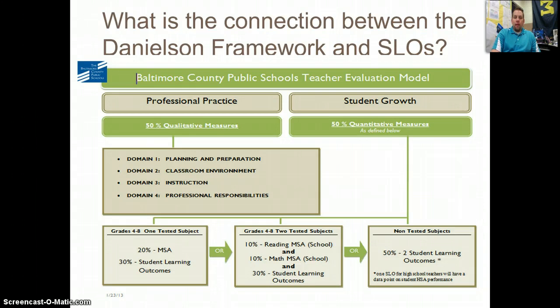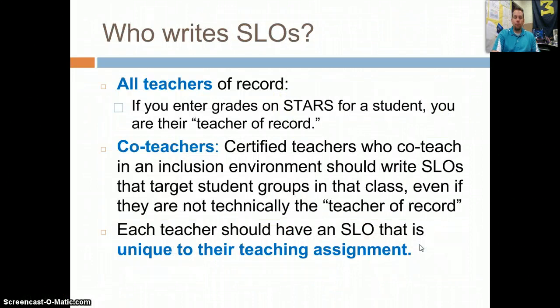As of right now, teachers who are math, science, 8th grade science, or reading and language arts will be assessed based on 20% MSA, 30% student learning outcomes. The State of Maryland has applied to the federal government for a waiver, so that everyone would fall under the non-tested subjects. That's still pending.